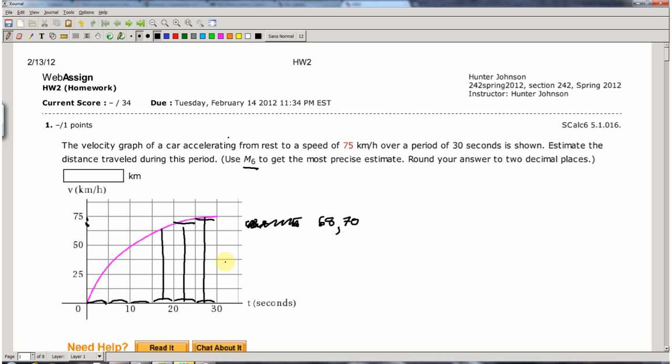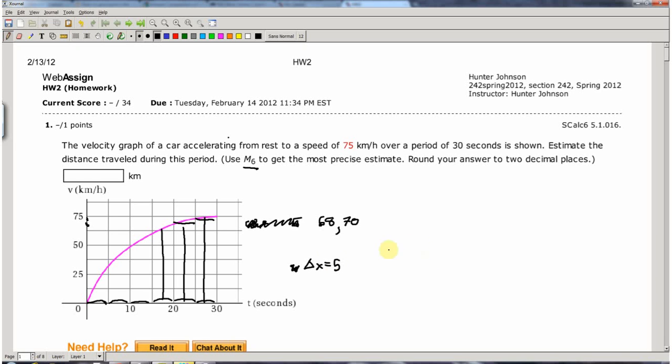So just do base times height for each one of these rectangles. So you can see that each rectangle has width 5, right? So that means delta x is 5. The common width of all the rectangles is 5. So for each rectangle, just do base times height, where the height is determined by the midpoint.